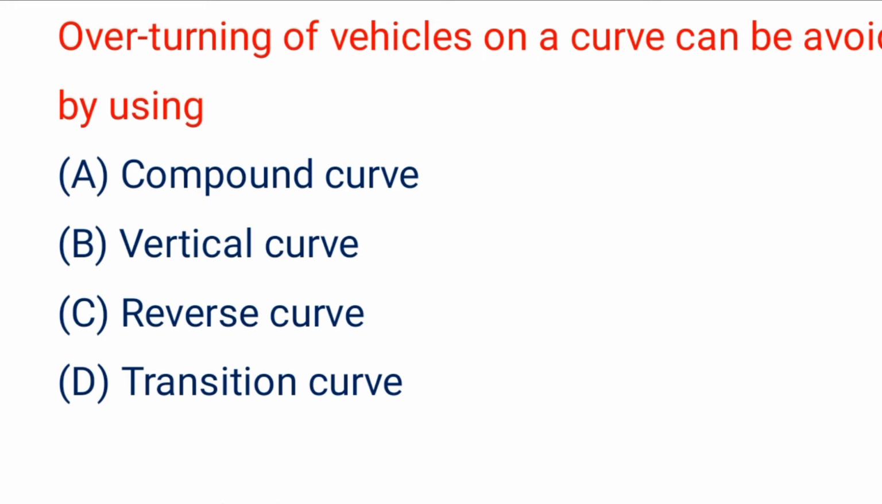Next question, overturning of vehicles on the curve can be avoided by using option A, compound curve, option B, vertical curve, option C, reverse curve, option D, transition curve. The correct answer is option D, transition curve.